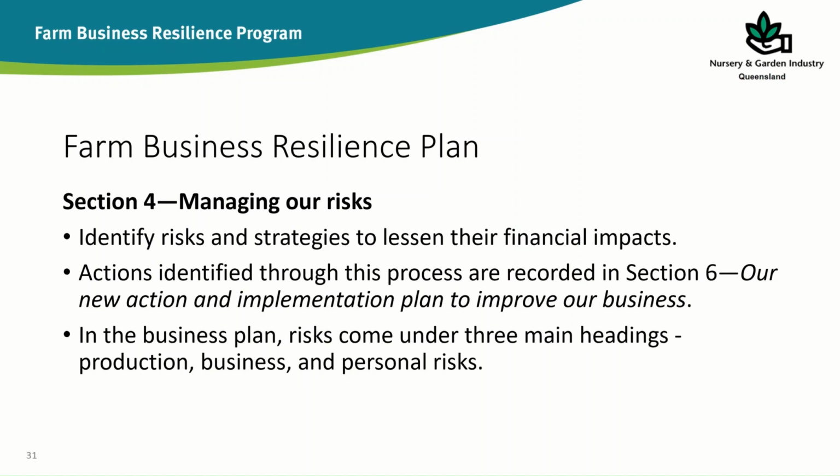Section 4 considers how risks are to be managed. The risks need to be identified and strategies developed to lessen their financial effect on the business. Actions identified through this process are recorded in Section 6. In the business plan, risks come under three main headings: production, business, and personal risks.